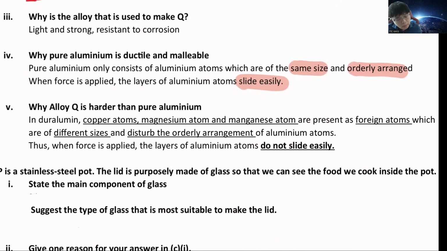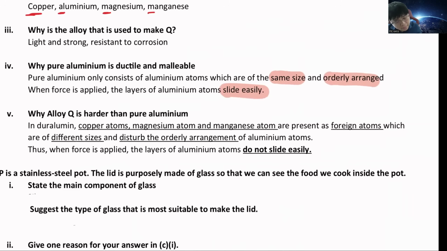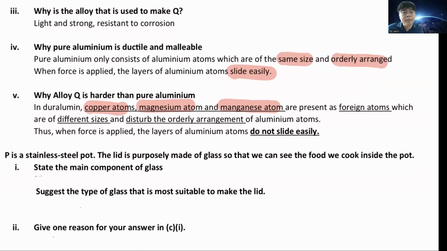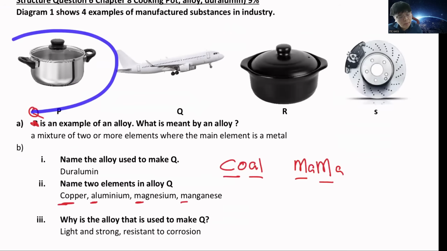You can mention that we have copper atoms, magnesium atoms, and manganese atoms, because the majority is aluminium. So when you add these three in as foreign atoms, which are of different size, they will disturb the orderly arrangement of aluminium atoms. So when force is applied, the layers of aluminium atoms are harder to slide. Okay, so you might be asked this question. Then P is a stainless steel pot. You can see this is a stainless steel pot.